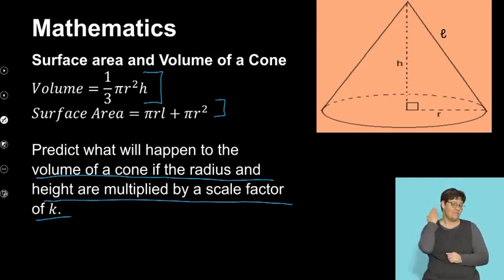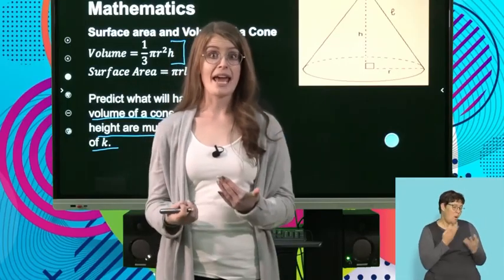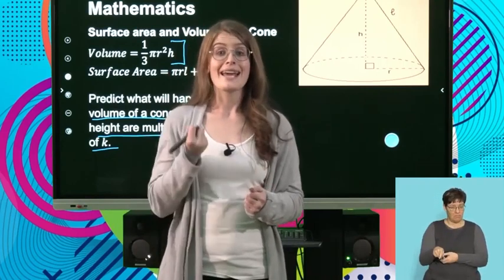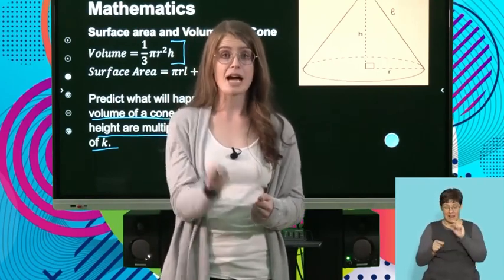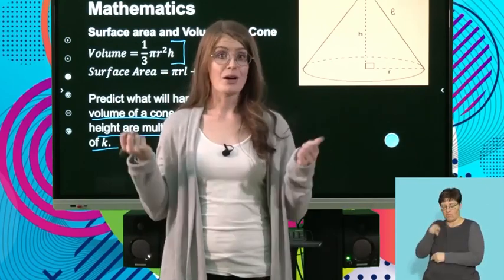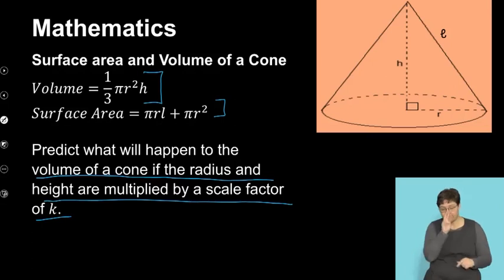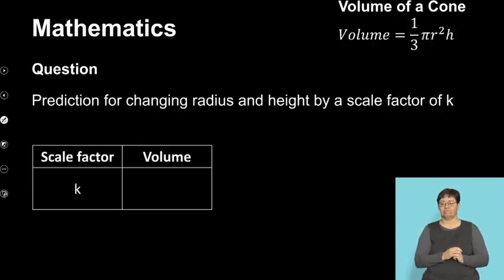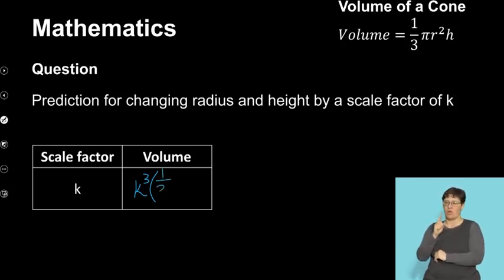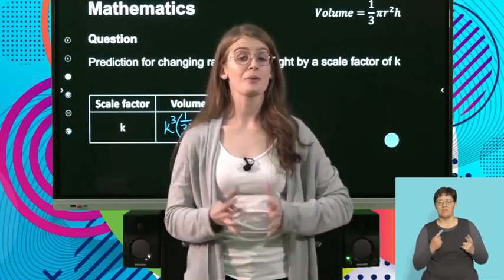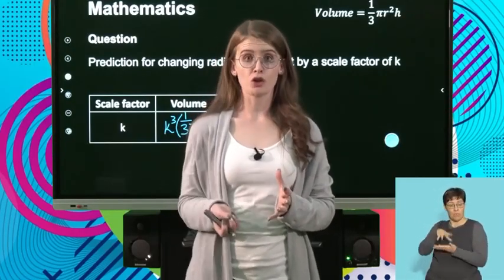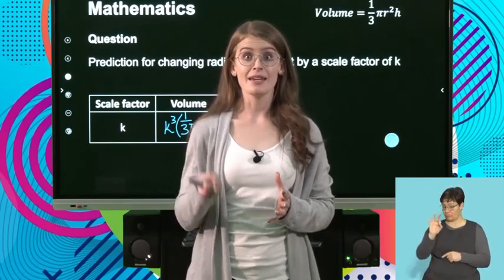So everyone, previously we know what happened with the scale factor of k with regards to volume. Often it was the case that the new volume was the scale factor cubed times the old volume. So I'm going to see if it happens again. Let's go back to the board. So our prediction is that the new volume of the cone will be k cubed times the old volume, which is 1/3 pi r squared h. Great, everyone. So we've hypothesized that the volume of a cone will be multiplied by k cubed.